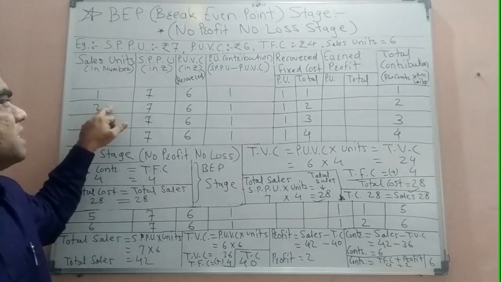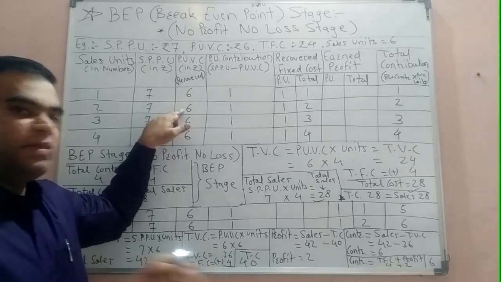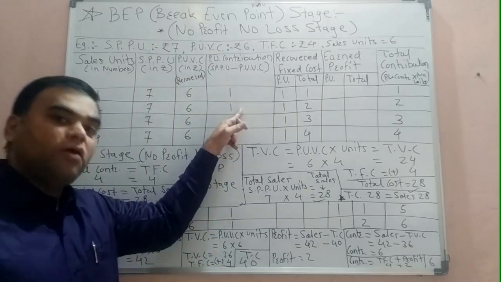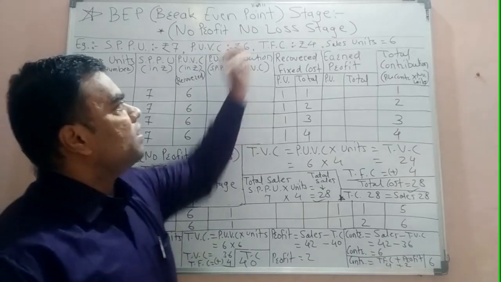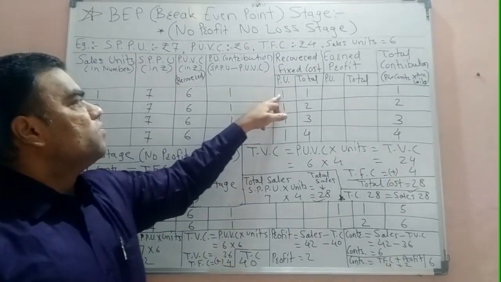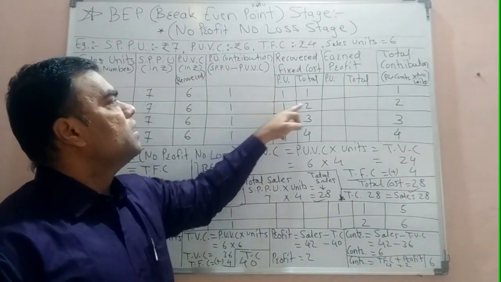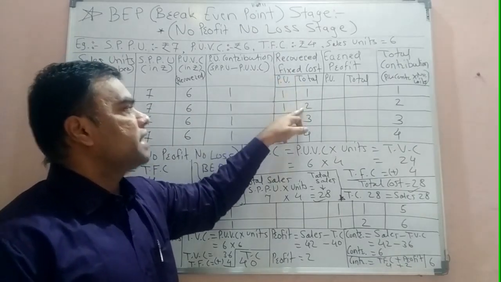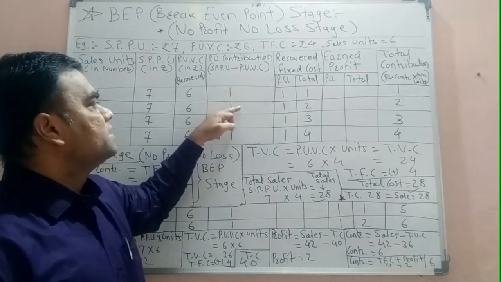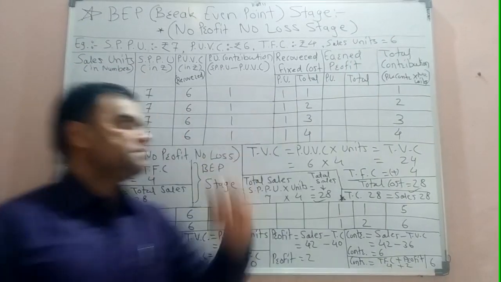Then when we sell the second unit at rupees 7, the variable cost of the second unit, rupees 6, will get immediately recovered. Again rupee 1 will remain, and that rupee 1 is per unit contribution, and it will be used to recover rupee 1 again out of the total 4. When we sell 1 unit, 1 rupee of fixed cost gets recovered. When we sell 2 units, 1 and 1, a total of 2 rupees of fixed cost gets recovered. So total contribution will be first unit 1, second unit 1, total 2.